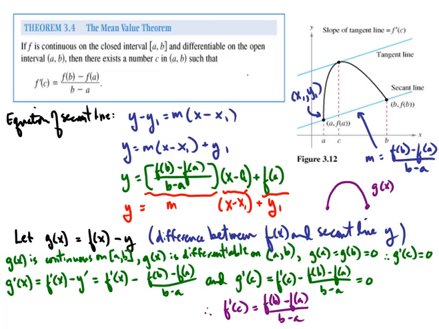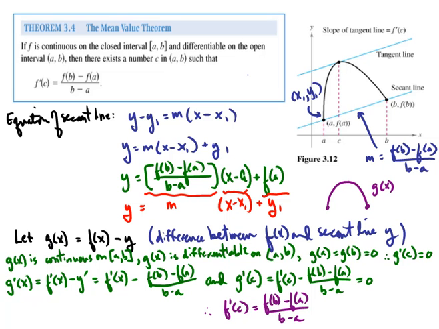Alright, so let's go back to this. We have a function that is continuous on a closed interval. We draw a secant line through the endpoints of that continuous function on that closed interval. We make the equation of the secant line. We define it in terms of a, f of a, and b, f of b, and it turns out to be the quantity f of b minus f of a times the quantity x minus a, plus f of a.